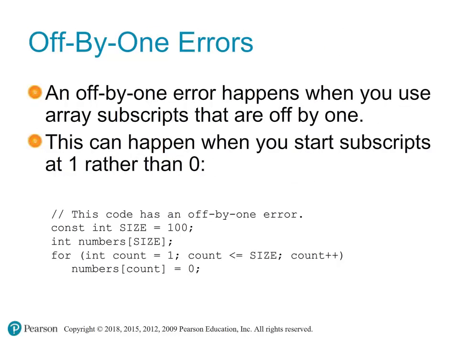Off-by-1 error happens when the array subscript you're using is just 1 unit away from a correct value, usually because you start counting from 1 instead of 0. So in this code, the loop starts at 1 and goes up to numbers' size, which is 100, because it sets a condition like count less than or equal to size. The numbers subscript size doesn't exist, leading to undefined behavior.